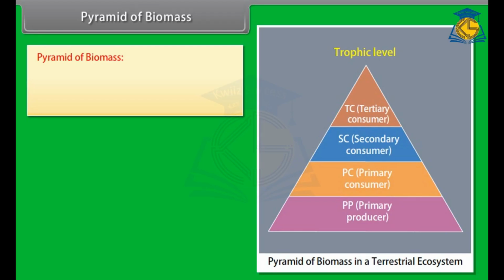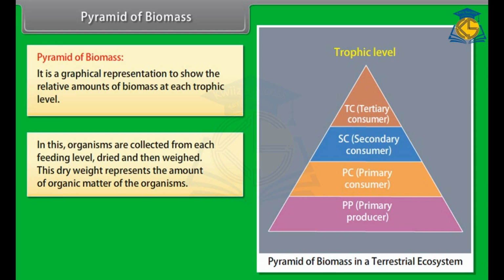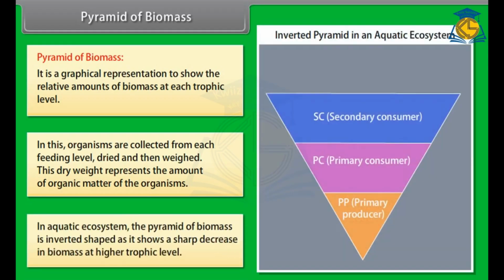Pyramid of biomass. It is a graphical representation to show the relative amounts of biomass at each trophic level. In this, organisms are collected from each feeding level, dried and then weighed. This dry weight represents the amount of organic matter of the organisms. In aquatic ecosystem, the pyramid of biomass is inverted as it shows a sharp decrease in biomass at higher trophic level.